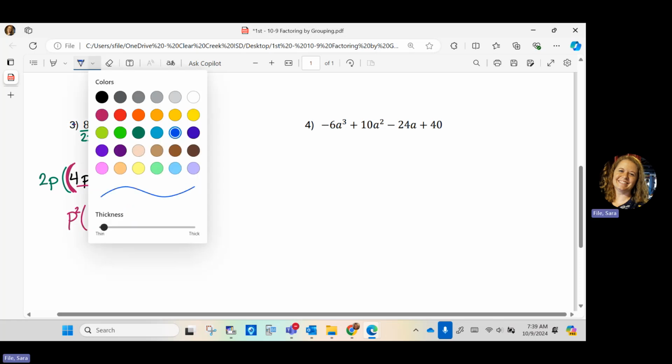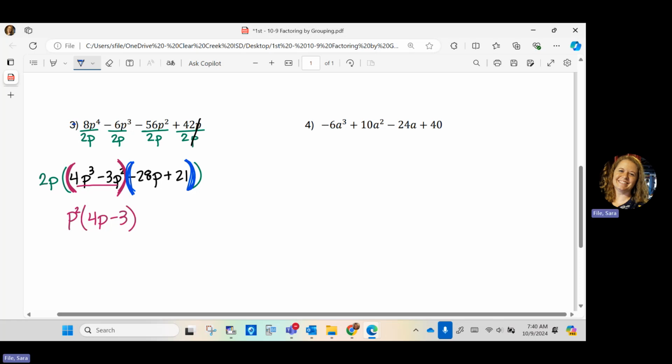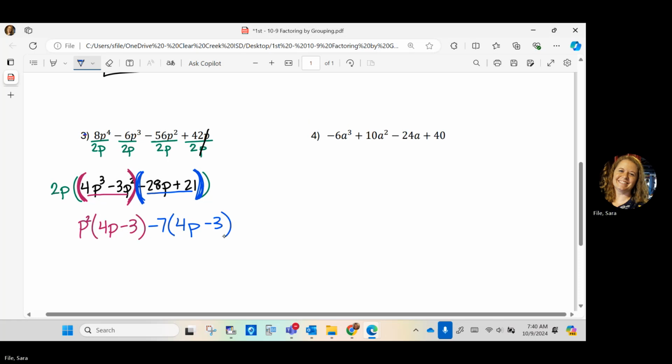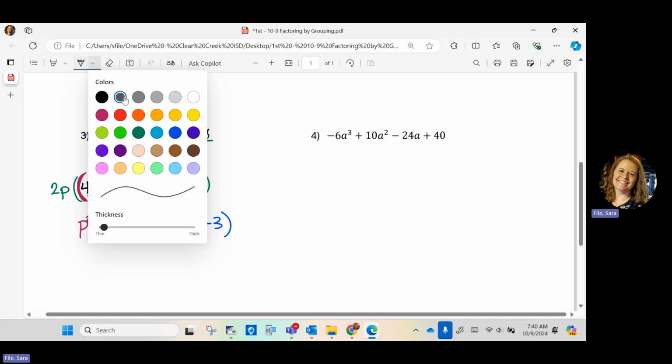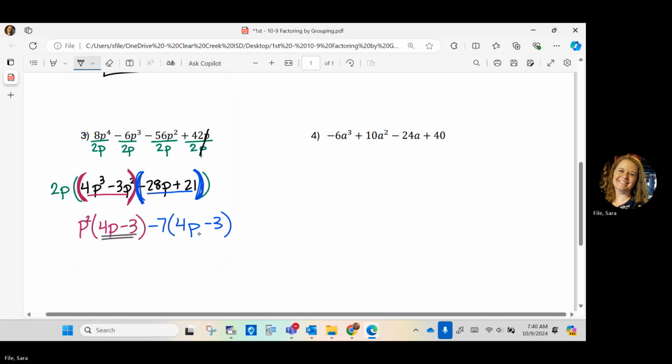And then for the blue group, okay, I know I want to be left with a 4p at the front, a positive, so I know I'm going to have to divide out that negative. Okay, and both 28 and 21 are both divisible by 7, aren't they? So I'm going to take out a negative 7. And that will leave me with 4p plus, I'm dividing out a negative, so that's going to become minus 3. Does it look like I did it right? Are my leftovers the same? They are. 4p minus 3.